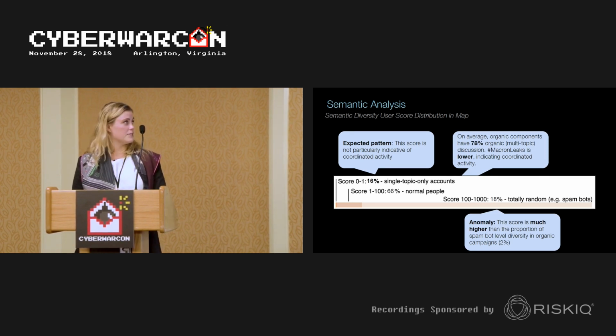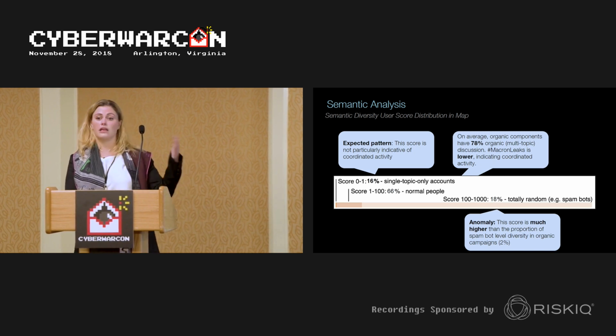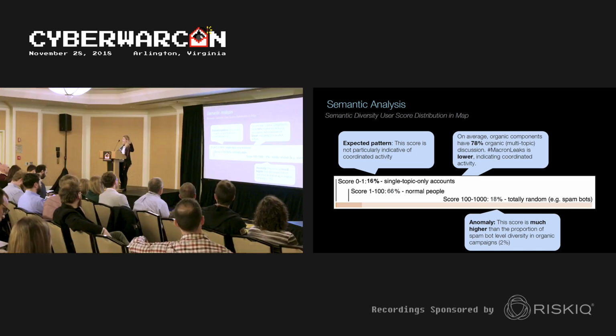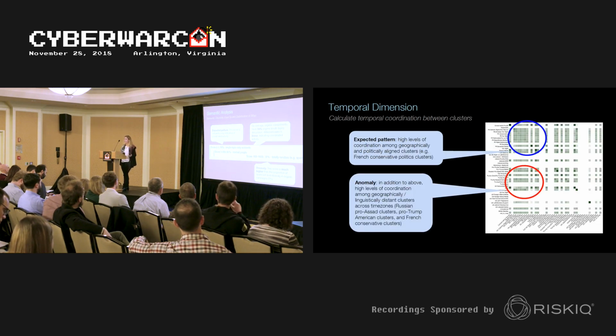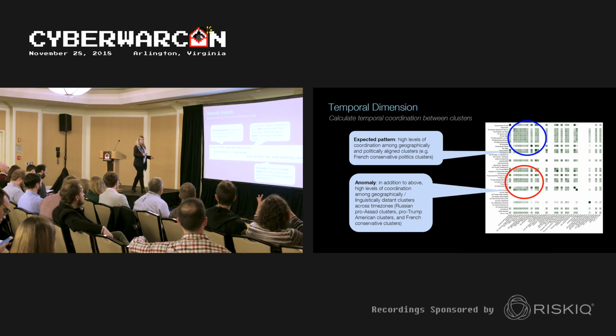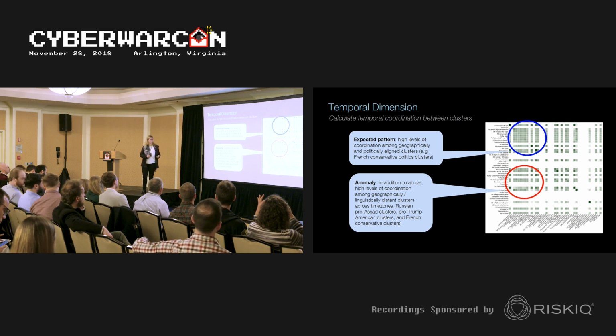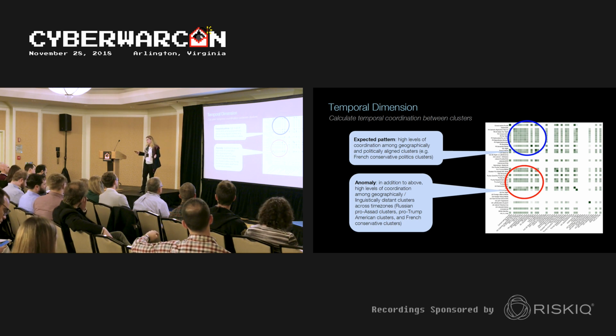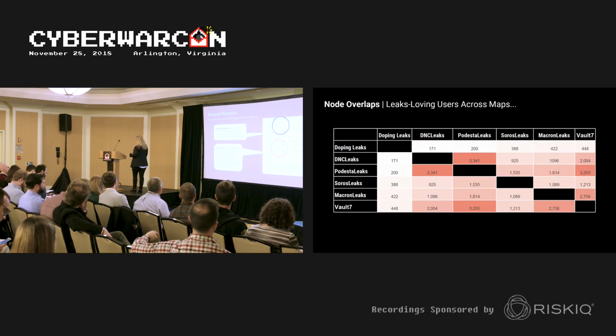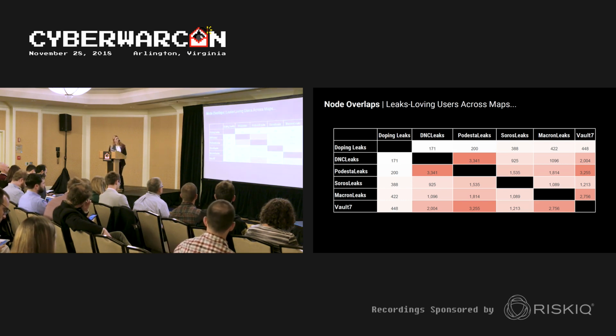The campaign does display signs of being heavily coordinated. This one's interesting because the anomaly is on the other side, not a lot of one-topic accounts like we saw in Doping Leaks, but a lot of completely random accounts that suggest more automation, more bot-like, which is supported by other metrics that we've computed on that front. Temporal dimension, same thing. The anomaly is in clusters who are in completely different time zones, who have completely different interests, who are not connected to one another, but who really engage exactly at the same time on this campaign.